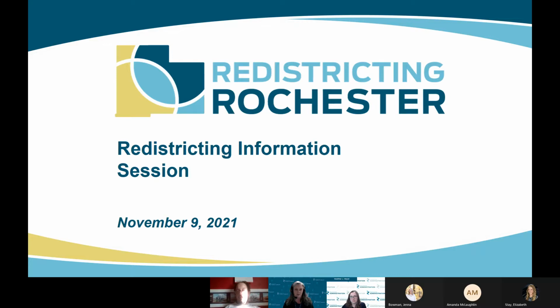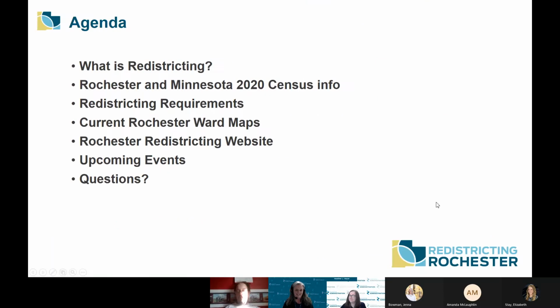So today, let's go over our agenda really quick. We're going to start with just a general overview of what redistricting is. We'll talk about the Rochester and Minnesota 2020 census info. We'll also talk about the requirements for redistricting and the current Rochester Ward Maps. We'll talk about the website we have up and running and also some upcoming events, and we will have it open to questions. You are welcome to drop your questions in the chat and we will get those asked for you.